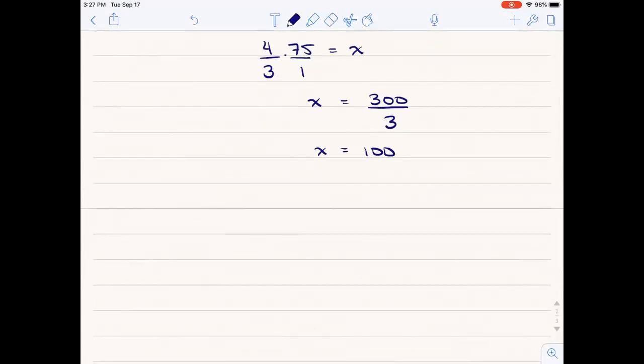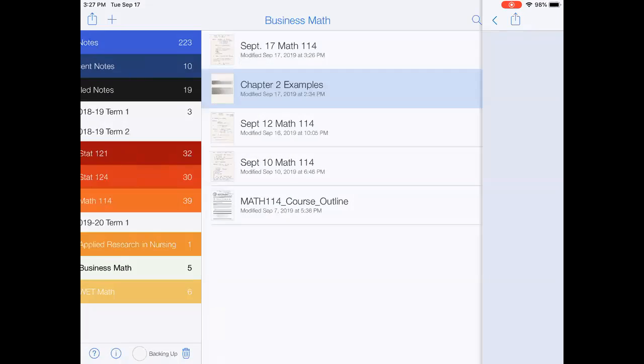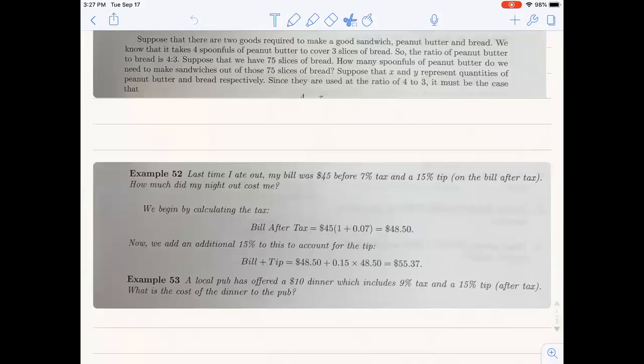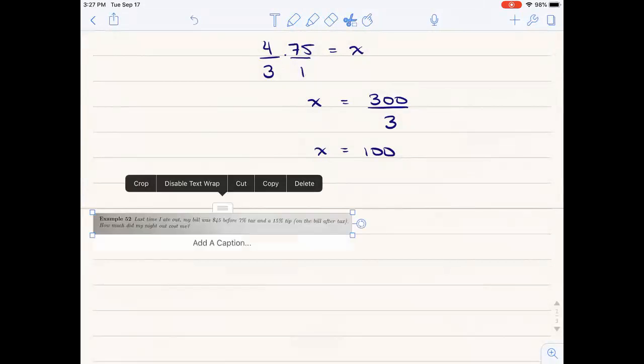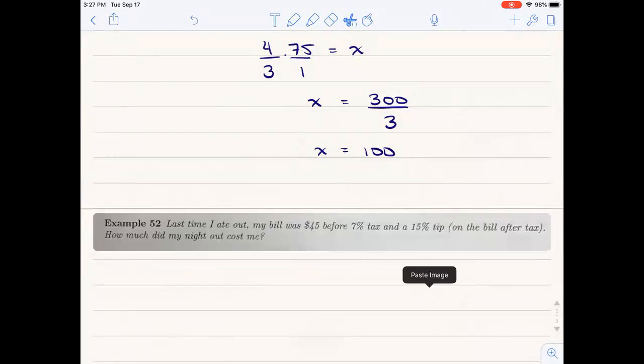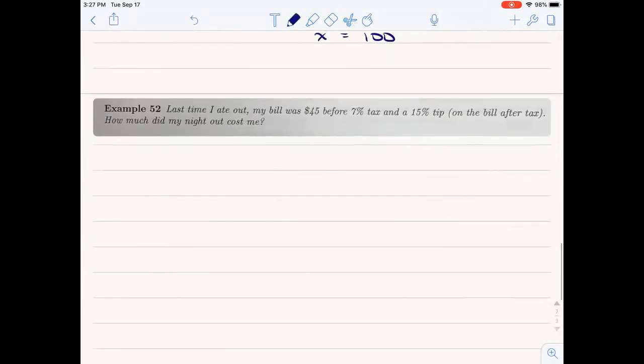Okay? If we do example 52 from the textbook, we'll just steal this. So last time I ate out, my bill was $45 before 7% tax and a 15% tip on the bill after tax, right? So that's going to make a difference. How much did my night out cost me?